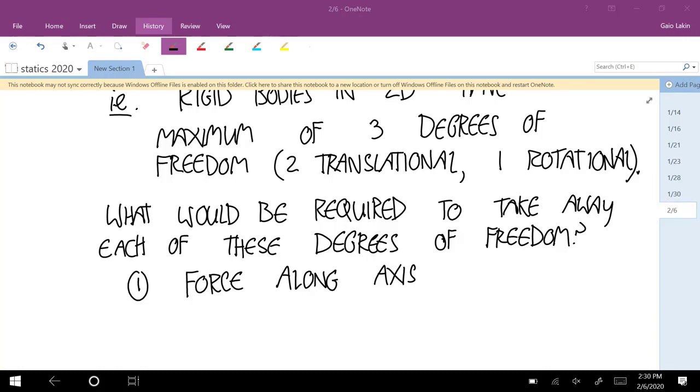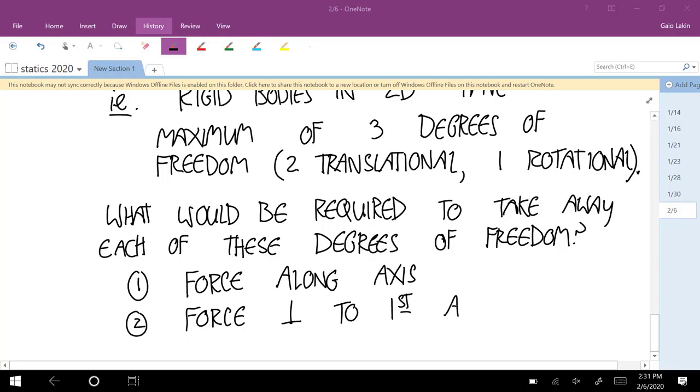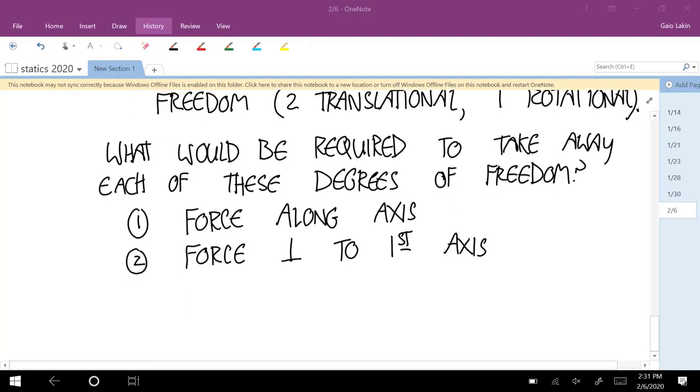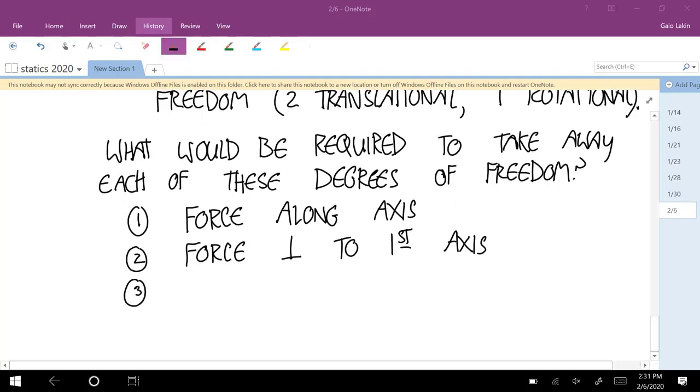What about the second one that's perpendicular to that? Well, same thing. That would have to be a force perpendicular to the first axis. And then what if, say, it could translate anywhere, but whenever you tried to change its orientation, it wouldn't go? What would it take to take away that degree of freedom? That would require a couple.